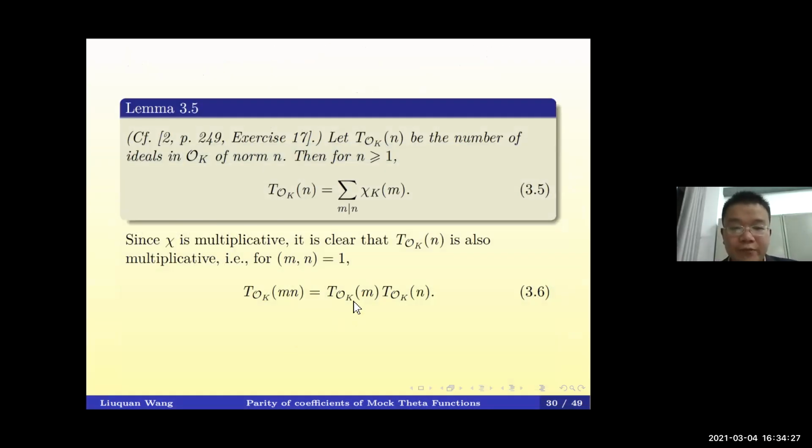So why do we need this function? It is because we want to count the number of ideals in the ring of integers O_K of norm n. And from that book, we know that the number of such ideals of norm n is equal to the sum of chi of m, where the sum is over all positive divisors m of n. We can see that the function chi is multiplicative, so it is also clear that this function t of n is multiplicative. That is, when m and n are co-prime to each other, the value of t of mn is equal to t of m times t of n.